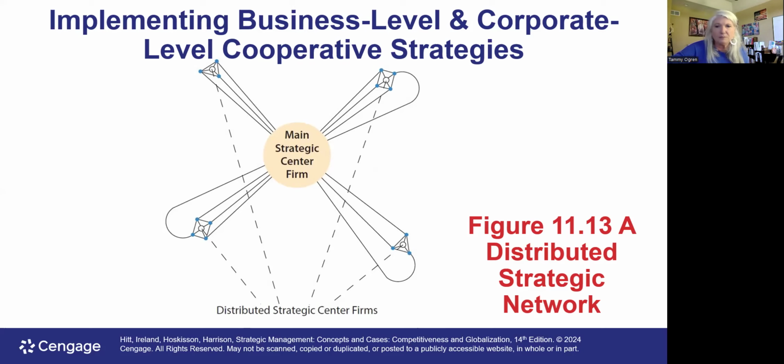Strategic networks formed to implement international cooperative strategies result in firms competing in several countries. So competing across national borders increases the complexity of managing strategic networks that have been formed through international cooperative strategies. Differences among countries' regulatory environments create challenges in international networks, and distributed strategic networks are the organizational structure used to manage international cooperative strategies.